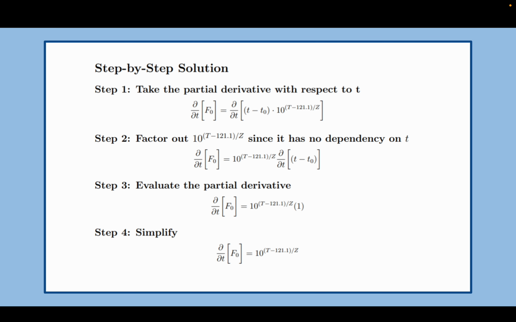We're going to take the partial derivative with respect to t. Then we're going to factor out any constant that has no dependency on t. And then once we do that, we have our partial derivative, and we're just going to find the derivative of that. And any variable is going to be 1, and any constant is going to be 0. So this is our partial derivative. And once we simplify everything, this is our formula.